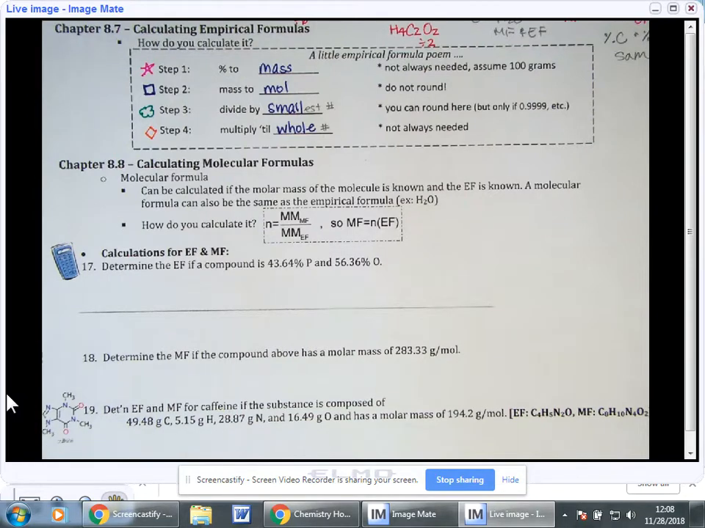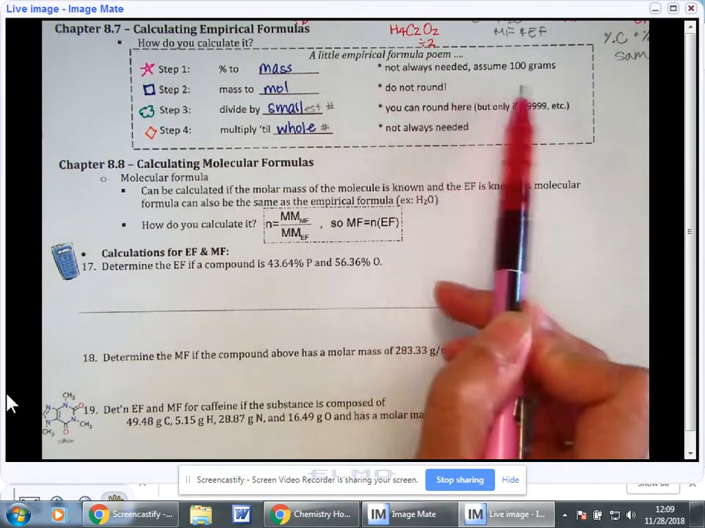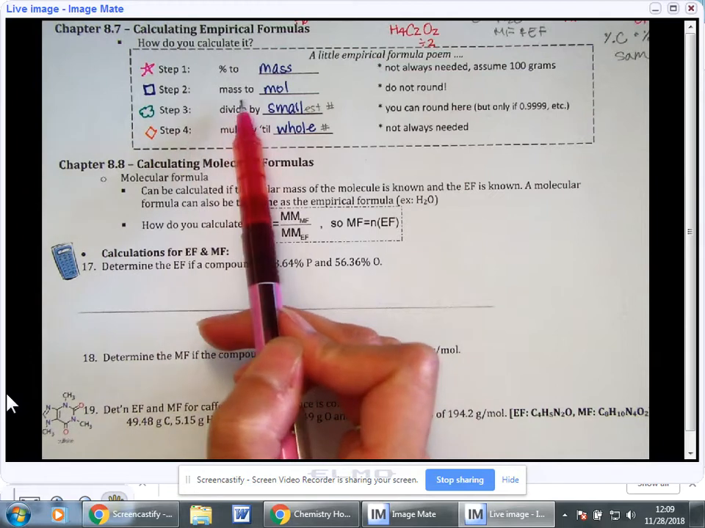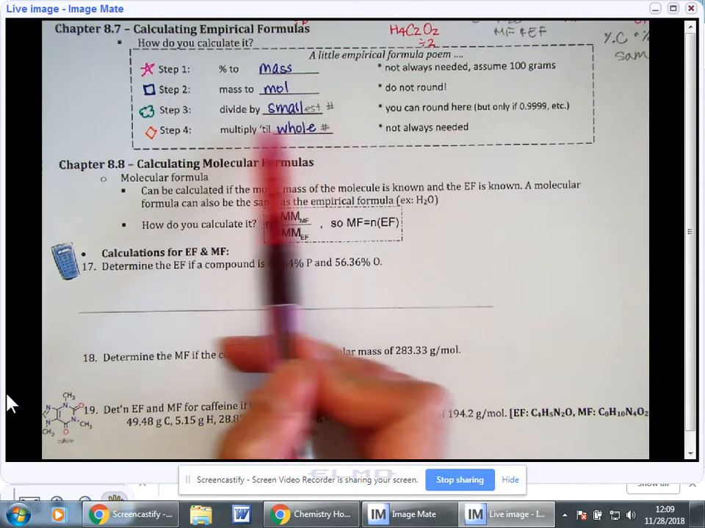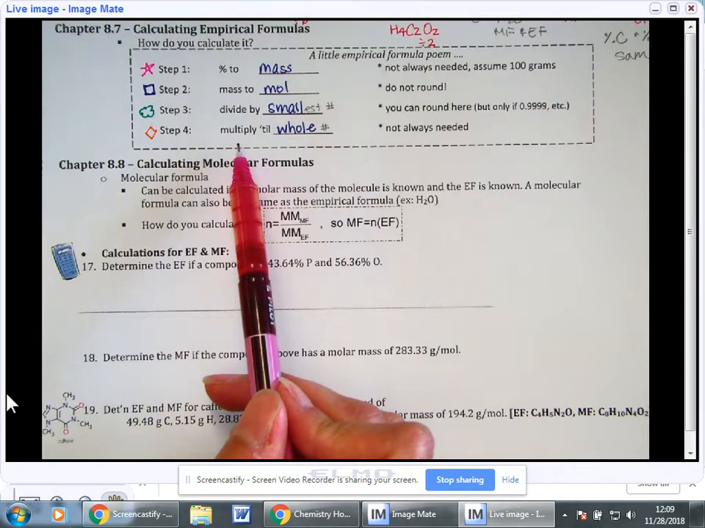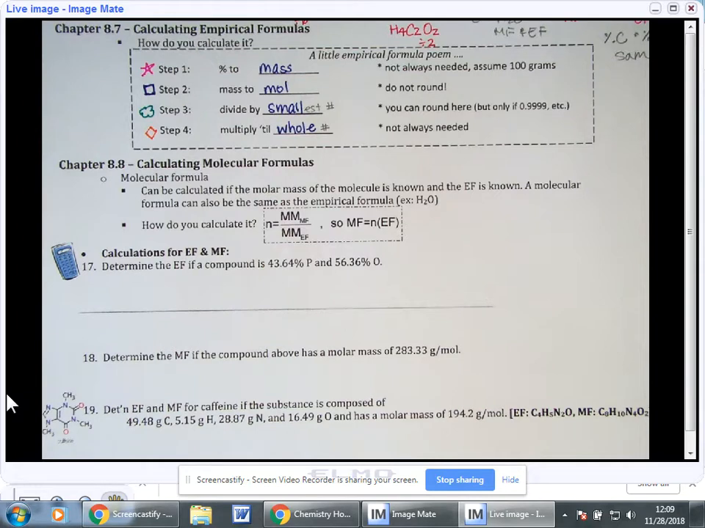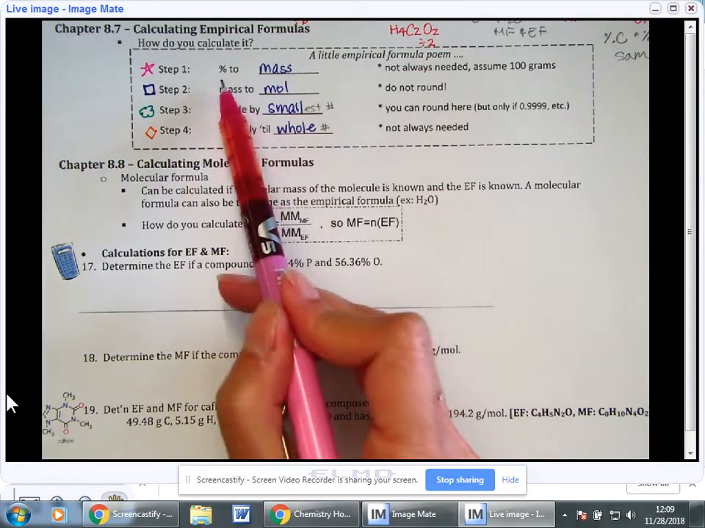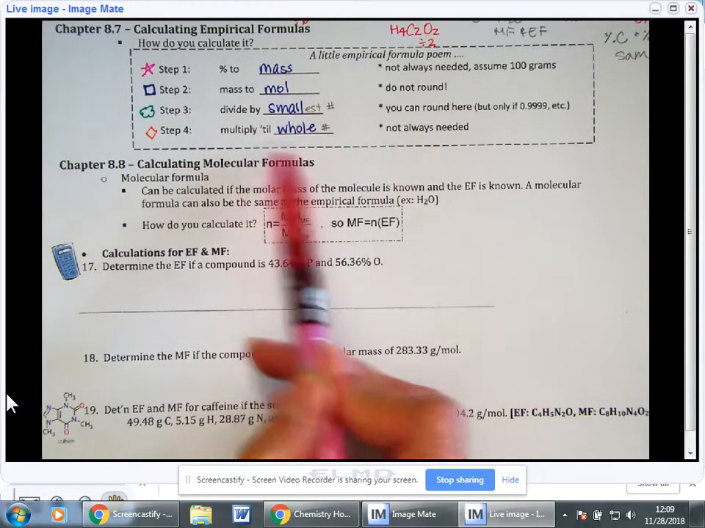And in terms of how I would start to calculate it, we can do a few things. This is actually a poem that I learned from my high school teacher. First step is to get the percent to mass. Then the next step is to get that mass and convert it to moles. And then within all the moles, you look for the smallest number of moles and you divide all the moles by the smallest number. And then if you have a fraction of some type, you can multiply everything until you get a whole number. So the way that this poem reads is you go from percent to mass, mass to mole, divide by small, multiply till whole.